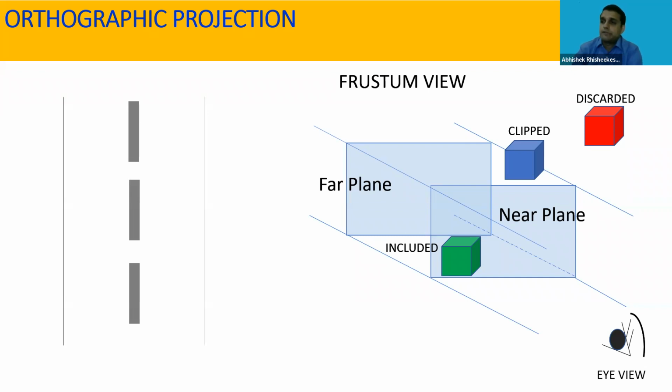As you can see, the objects which fall completely within the viewing box, like the green cube over here, is completely visible and included in the view. The red cube which falls outside the view box is discarded, and the blue cube which falls on the boundary of the viewing box is clipped.